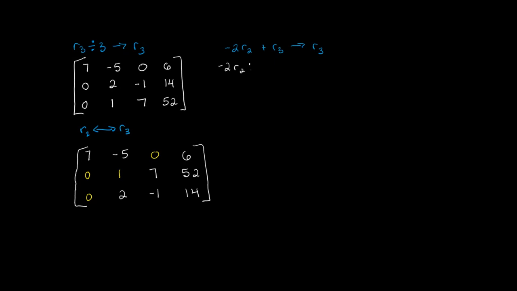So just to make sure I do all my math correctly, I like to do the multiplication separately. So if I multiply the second row by -2, I get a 0, -2, -14, and then 52 times -2 is a -104. Then I'm adding that to row 3, which is 0, 2, -1, 14. So I add those together, it's 0, 0, -15, and then -90.